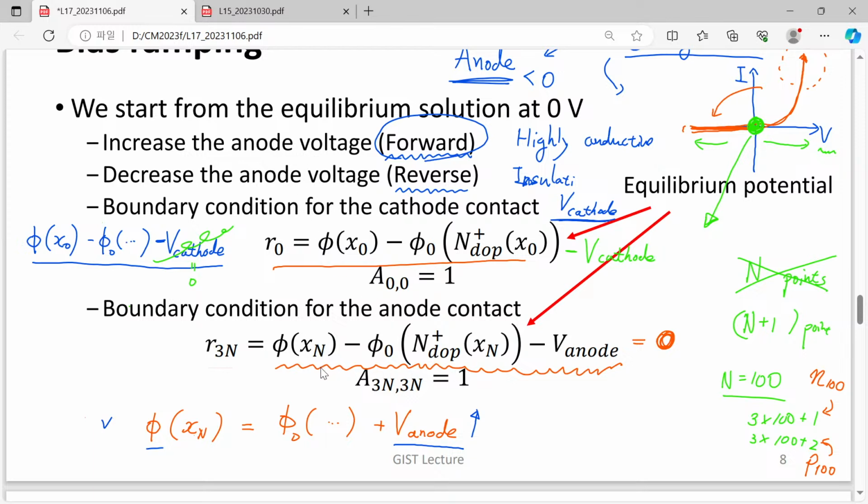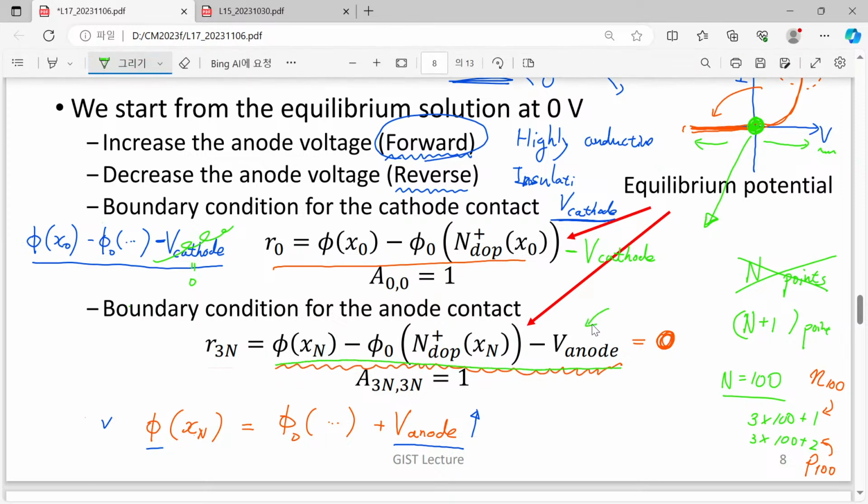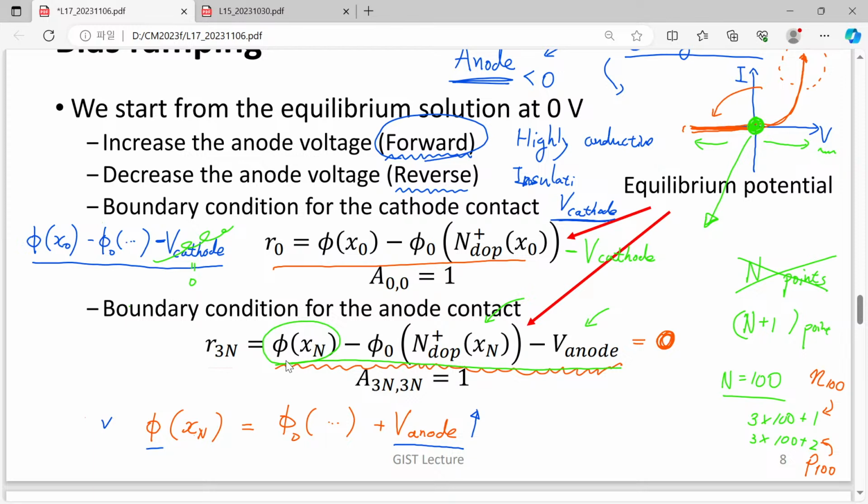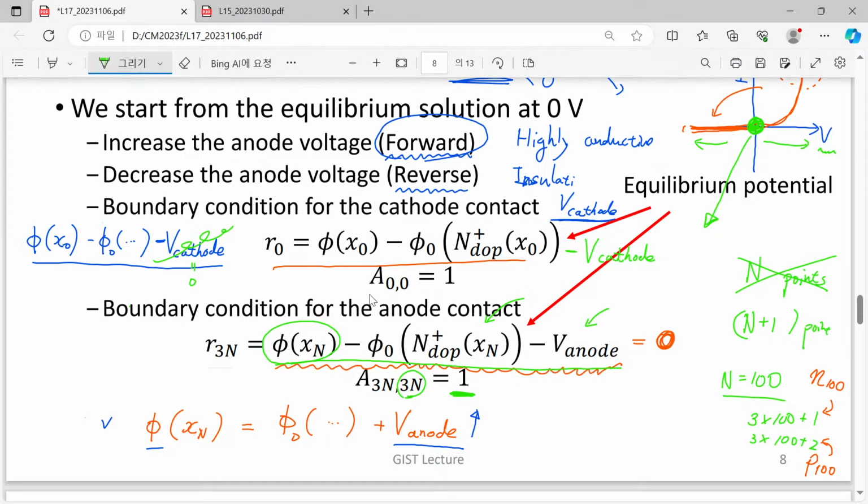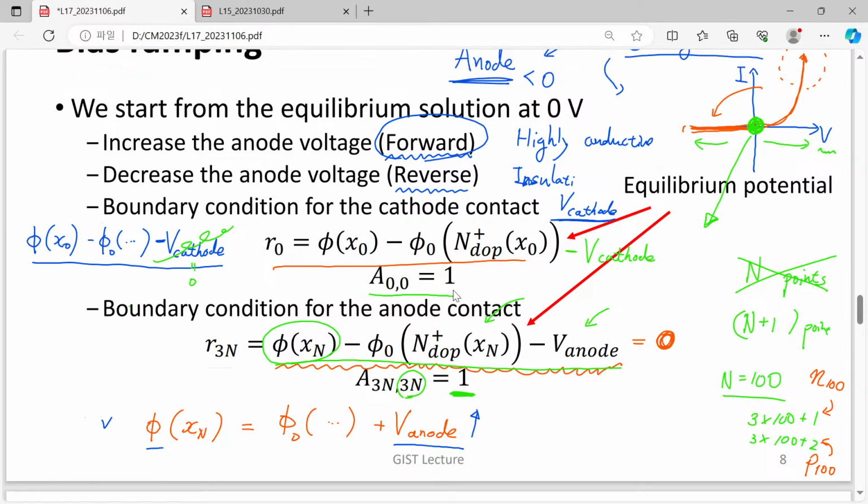However, it is amazingly simple. When we consider the Jacobian matrix, this one is just a given number, and this is once again a given number. When we take the partial derivative, only the first term contributes. What is the contribution? The contribution is the potential at the local node. Yes, there is only coefficient 1, and here we have amazingly simple expressions like a diagonal component. So also a sub 0, 0 equals 1 for this cathode contact.